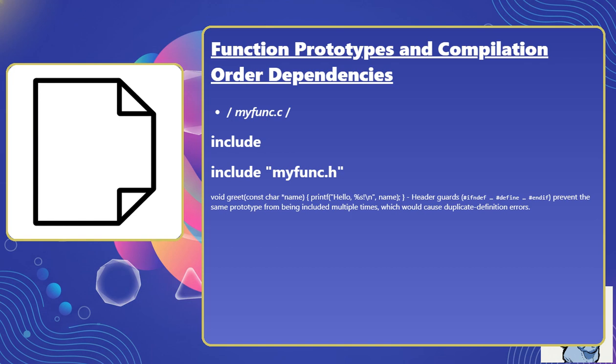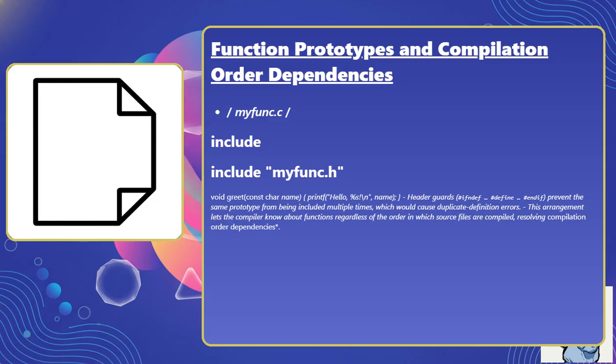Header guards, #ifndef, #define, #endif, prevent the same prototype from being included multiple times, which would cause duplicate definition errors. This arrangement lets the compiler know about functions regardless of the order in which source files are compiled, resolving compilation order dependencies.